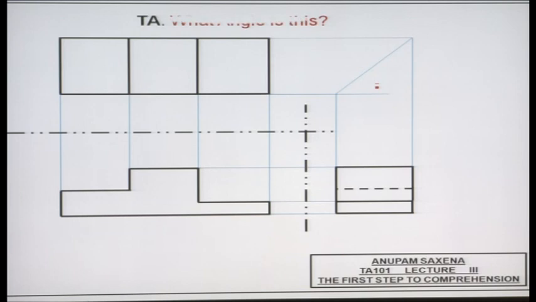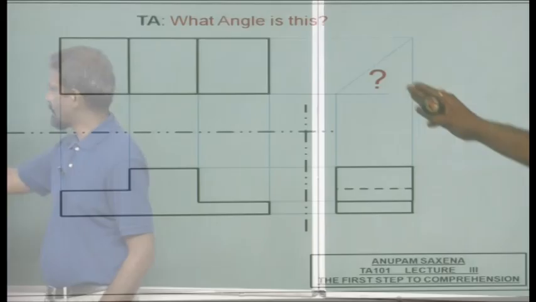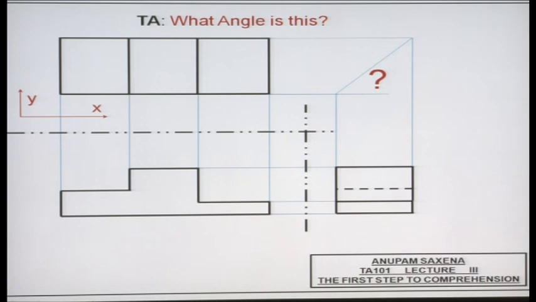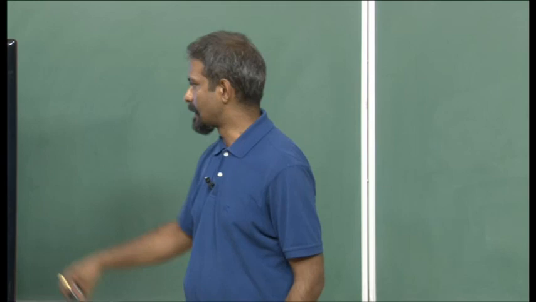Okay. Now, try to figure what angle this is. Guesses? This would be precisely 45 degrees. Why? Because this distance is the same as this distance. So, that is the x y plane, the top view, the x z plane, the front view, and the y z plane, the right side view. As I said before, you will not be required to depict these planes in your orthographic views. This is just for your understanding, just for your comprehension.